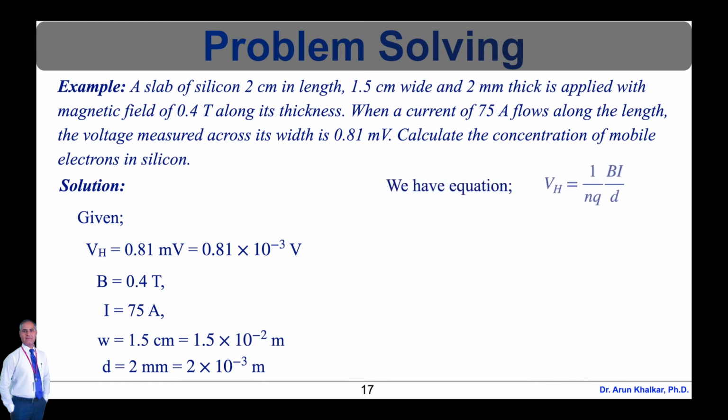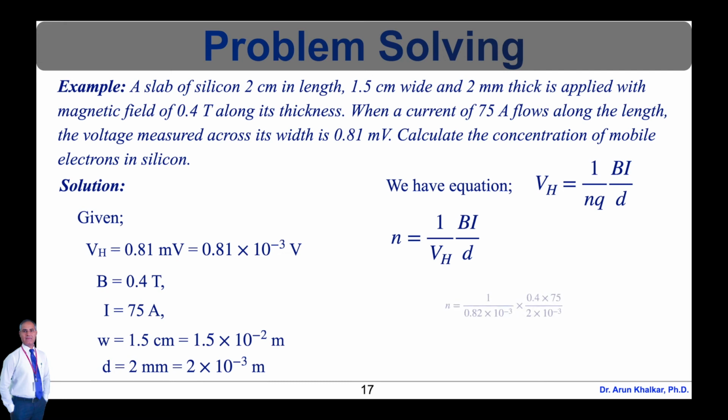Now we have the equation: Hall voltage VH is equal to 1 upon nq into BI upon D. So rearranging this equation, small n is equal to 1 upon VH into BI upon D. That is the concentration of mobile electrons in silicon.